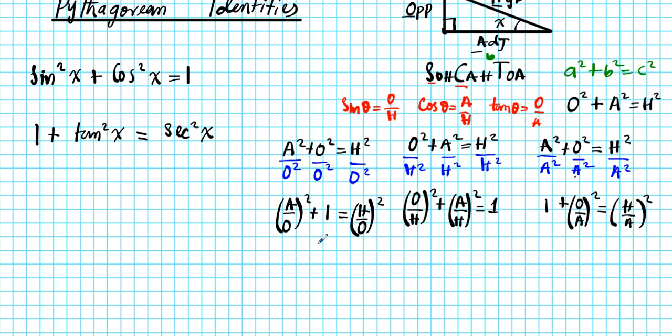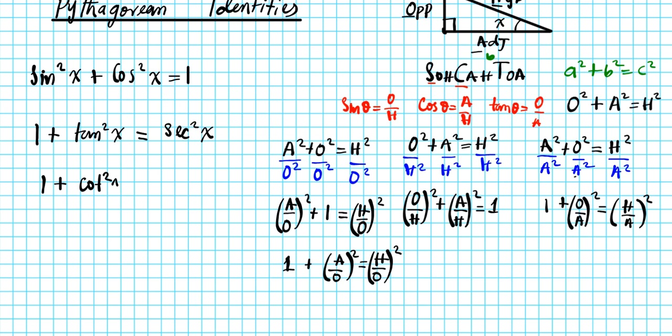Okay? Now let me rewrite this. I can switch this around. I can write it as 1 plus adjacent over opposite square equals hypotenuse over opposite square. I'm just putting it in the form that's consistent with how you will see it in most textbooks. So this is going to be 1 plus adjacent over opposite, which is the reciprocal of opposite over adjacent. Opposite over adjacent is tan, so its reciprocal is cotangent.